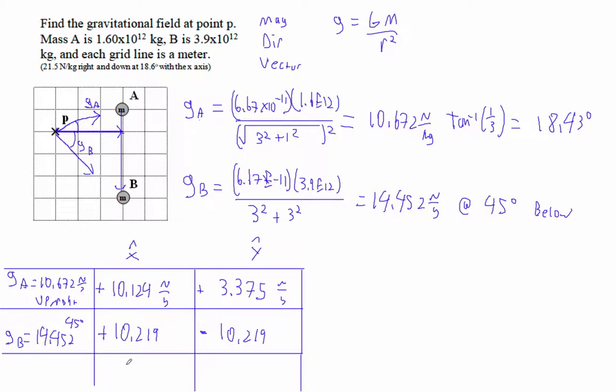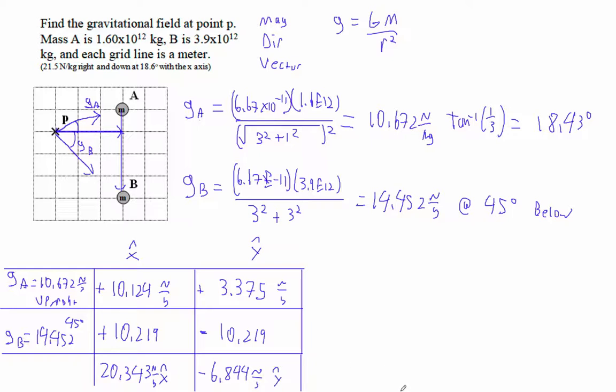Okay, so now we're set. Now we can just add these guys up. So I'm going to take this guy plus this guy, 10.124, and I get 20.343 in the x direction, these are newtons per kilogram. And then this guy is the opposite of this 3.375, right? Plus 3.375, this is negative, 6.844 newtons per kilogram in the y direction.